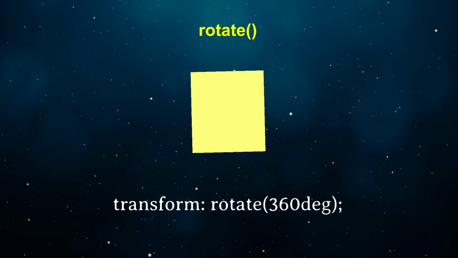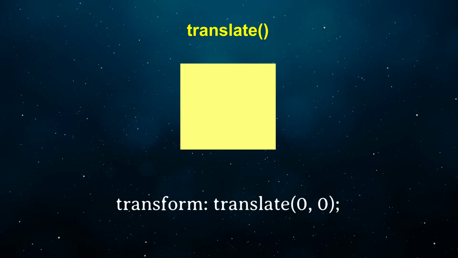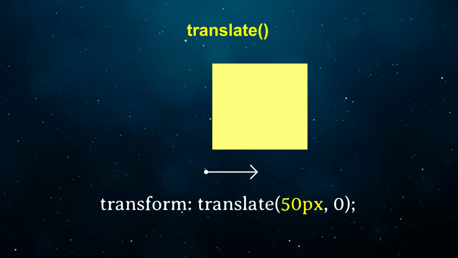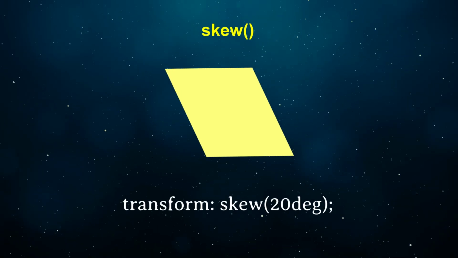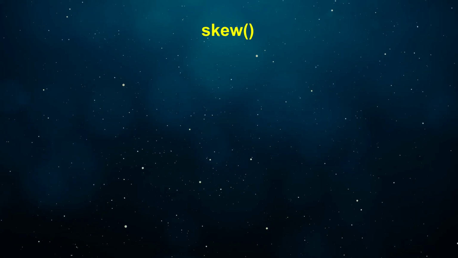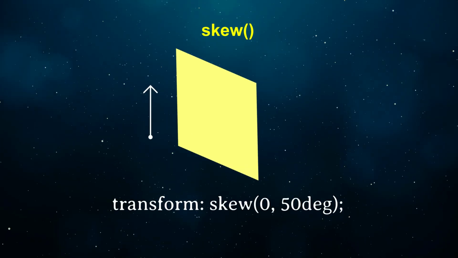Rotate is used to rotate an element. Translate is used to move an element from its original position. The first value is for x, and the second value is for y. Skew tilts the element. You can skew in x direction or in y direction.